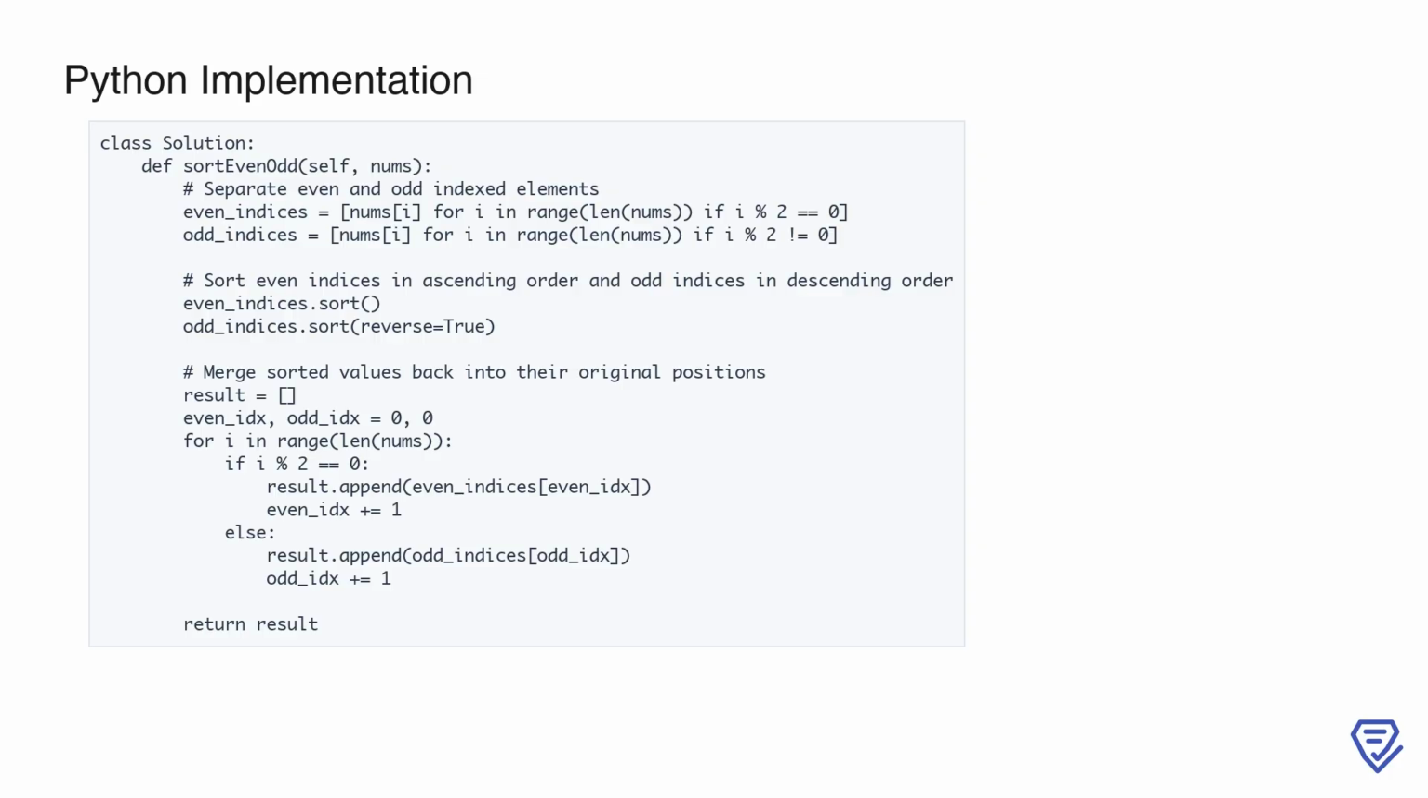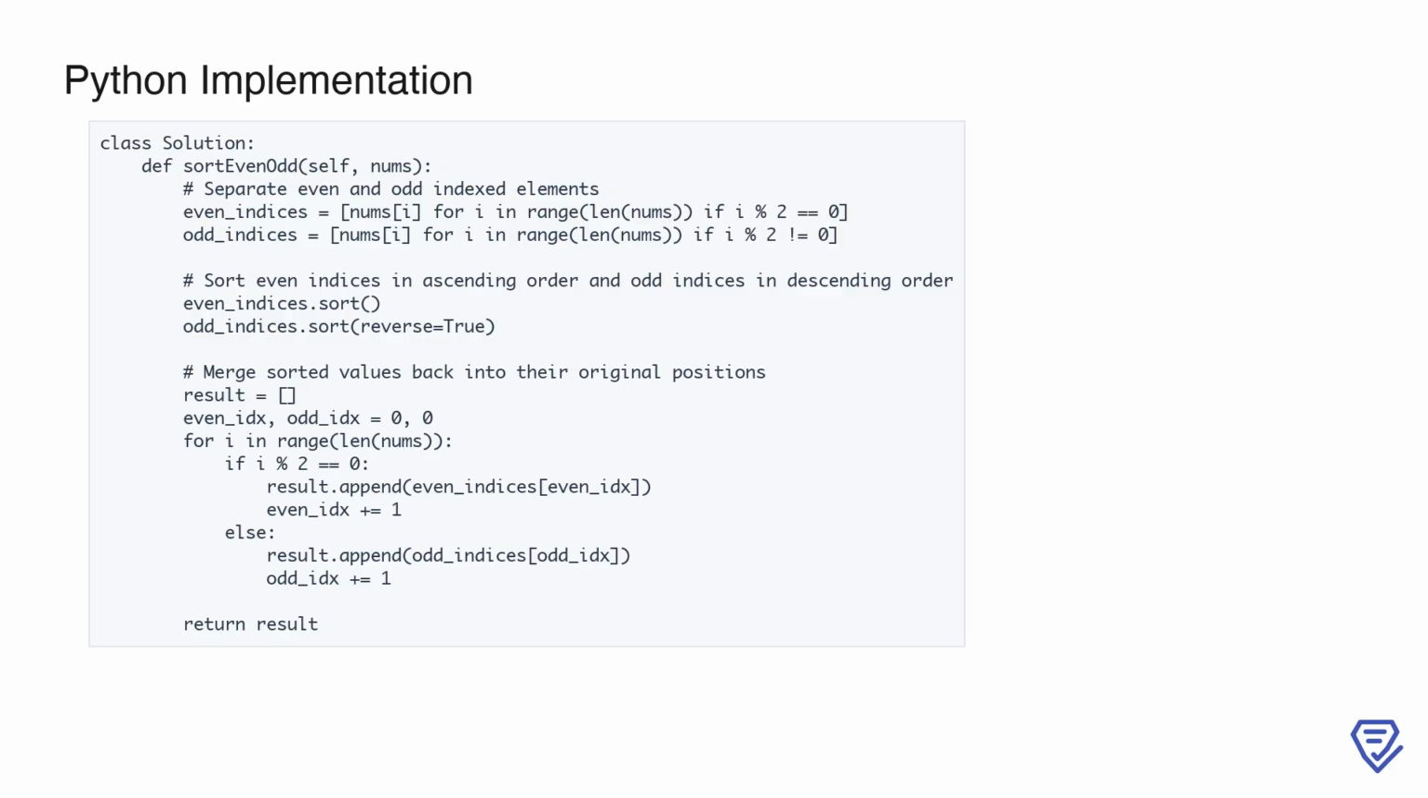The list comprehension, nums[i] for i in range(len(nums)) if i%2 == 0, gathers all elements at even indices into the even_indices list. Similarly, nums[i] for i in range(len(nums)) if i%2 != 0, collects all elements at odd indices into the odd_indices list.